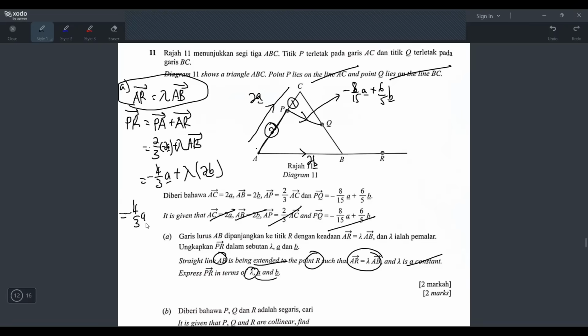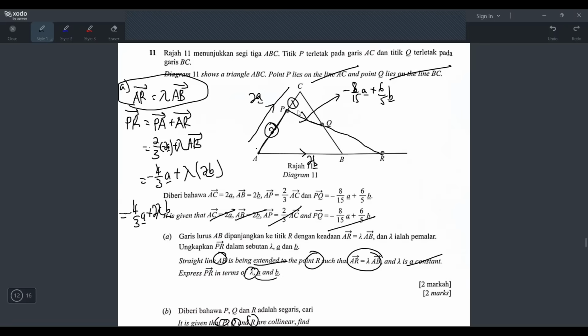Negative 4 over 3A plus 2 lambda B. Okay, sudah siap. Okay, what is the next question? The next question says, it is given that P, Q, and R are collinear. P, Q, R. Okay, it means if I panjangkan, it's collinear.